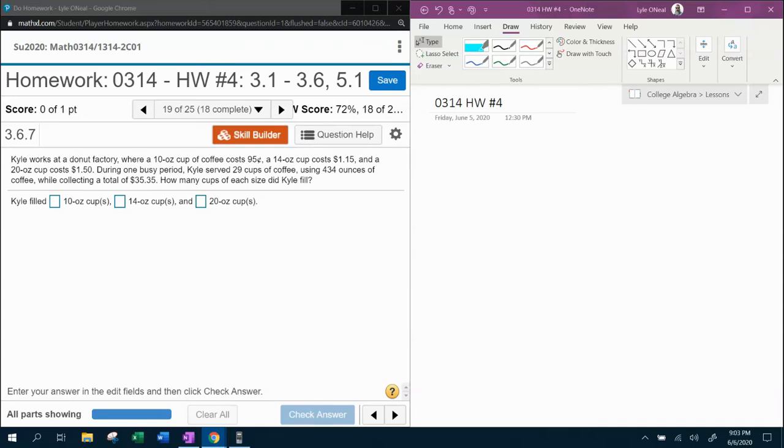All right, here we go. Question number 19 from our 0314, homework number 4 in MyLab Math. And we have a monster of a word problem here.